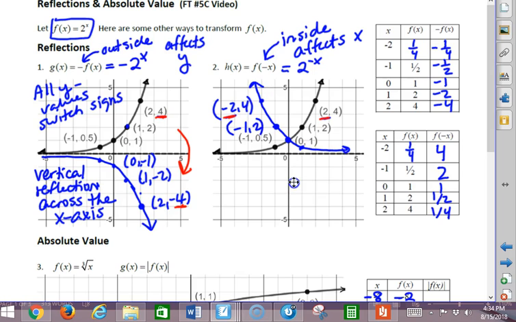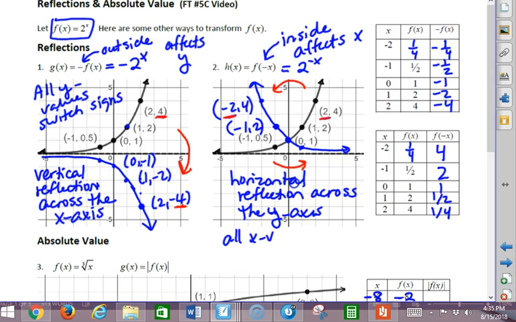Notice what happens is the graph is flipping across the y-axis. So this is a horizontal reflection across the y-axis. And in this case, all x values change signs instead of the y values. So those are the reflections.